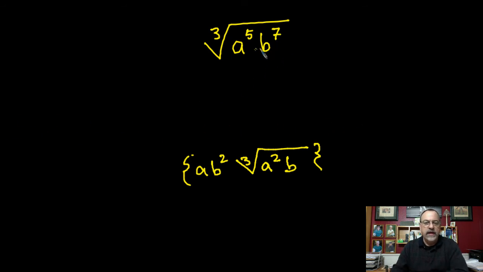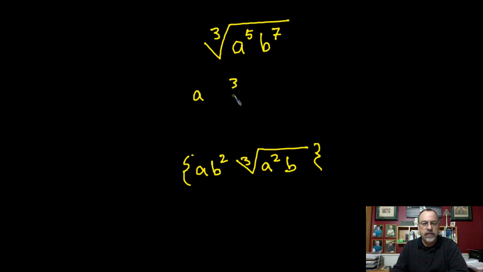Now, what I would do, the way to do this shortcut, understanding what we're going on here, is I simply divide this index into the exponent. So 3 goes into 5 how many times? 1. So that means I'm going to have 1a on the outside with a remainder of 2. So that's going to leave 2 a's on the inside.